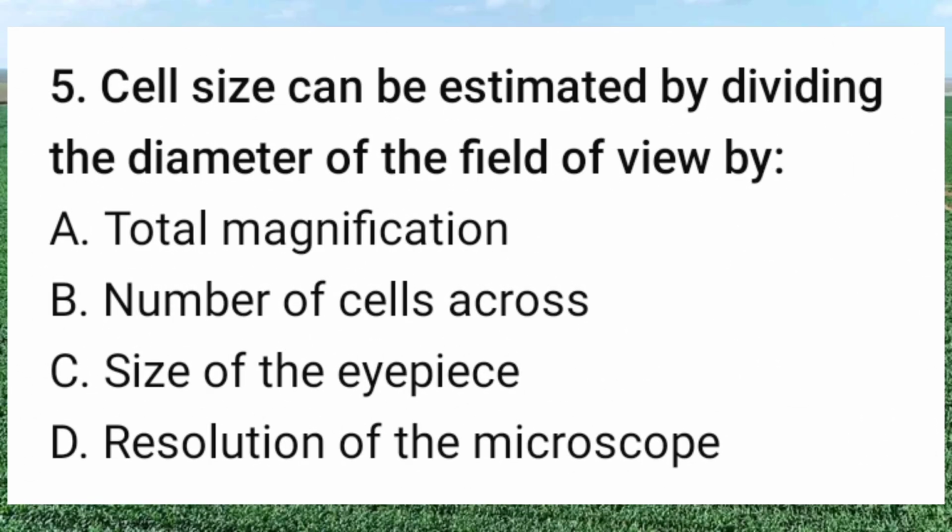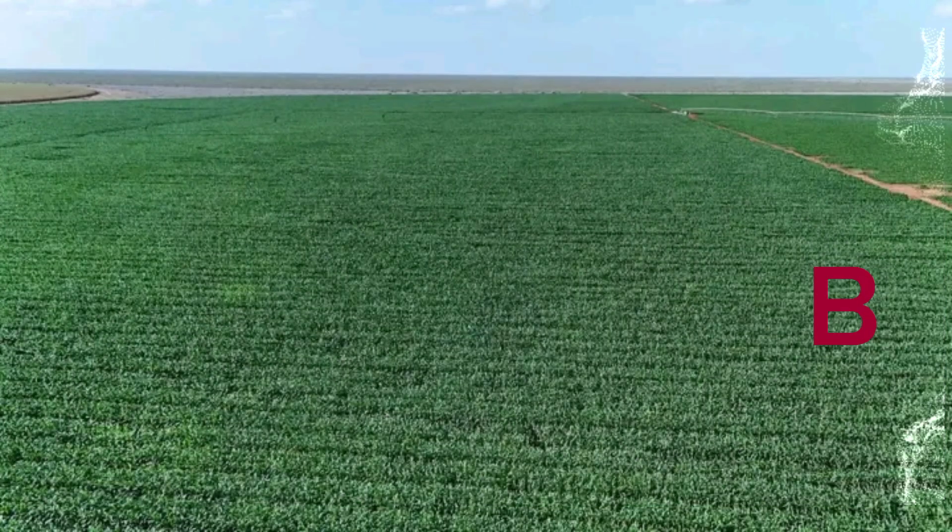Question 5. Section B. Cell size can be estimated by dividing the diameter of the field of view by total magnification, by number of cells across, by the size of the eyepiece, by resolution of the microscope. The answer is B, by number of cells across.